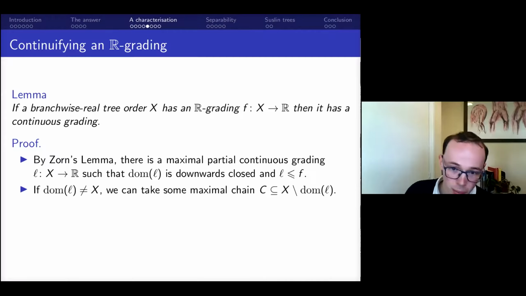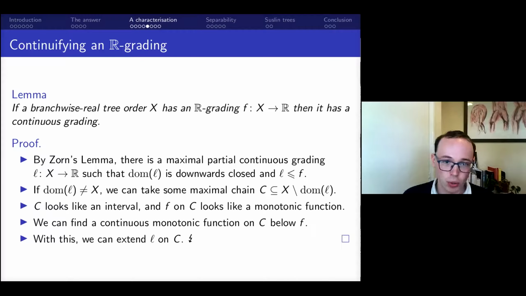Then this means that there's some element not in the domain, and in fact we can pick some maximal chain C not in the domain. Now, because X is a branchwise-real tree order, and because the domain of this L is downwards closed, C has got to look like an interval, and F on C has got to look like a monotonic function. So what we're going to do is import a result from analysis. We just have this function, which is monotonic on an interval, and we can always find a continuous monotonic function on this interval which lies below that function. So indeed, we can do that, and then we can use this to extend L on C so that it still lies below F. And this then contradicts the fact that L was maximal. On the next slide, I have another picture for this.